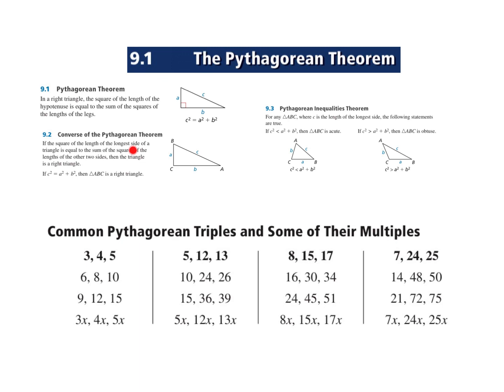Okay, and then the converse says if you take the two sides that you think are around the 90 degree angle and you square them and add them together, if a squared plus b squared is then equal to c squared, then you know this is a right triangle.